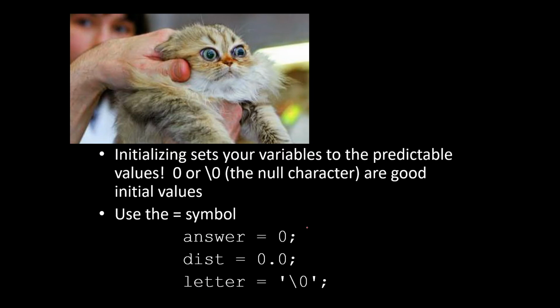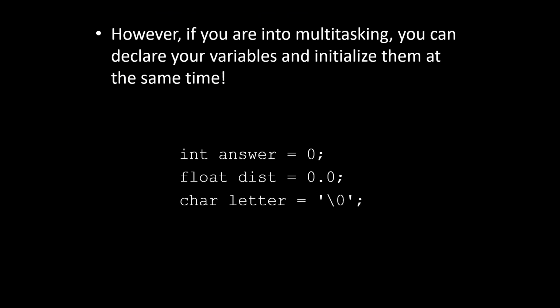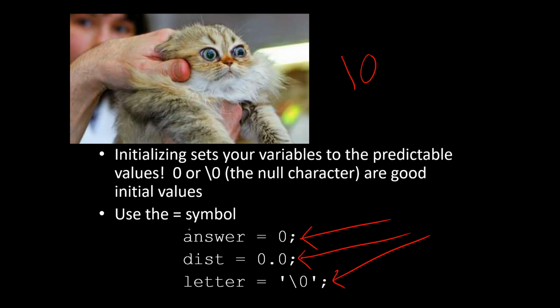And usually the best way to do that is, if you have an integer, initialize it to 0. If you have a float or a double, initialize it to 0.0. If you have a character, initialize it to the null character. \0 is called the null character. It's a special character that means nothing is here. And you can do it like this after you've already done your declarations somewhere up higher in your program.